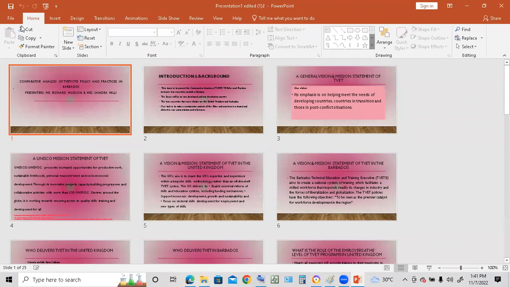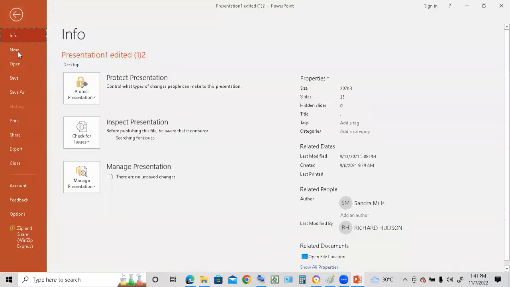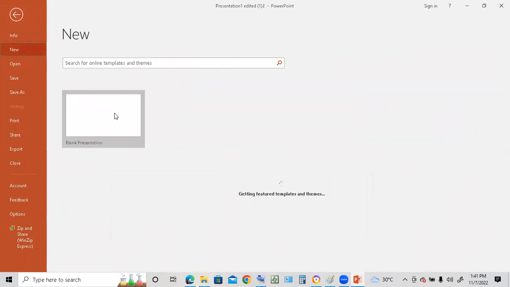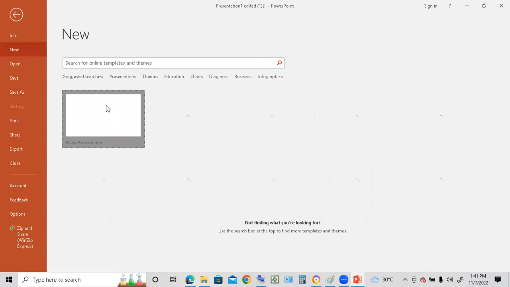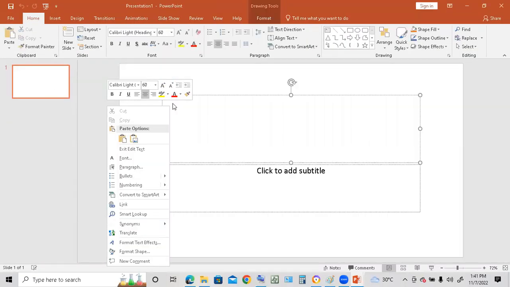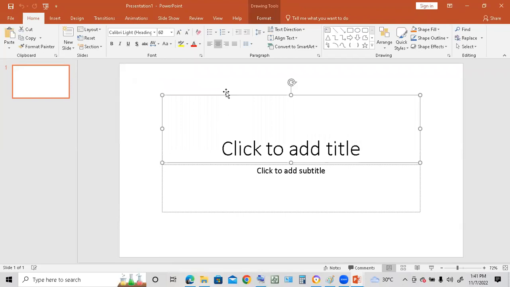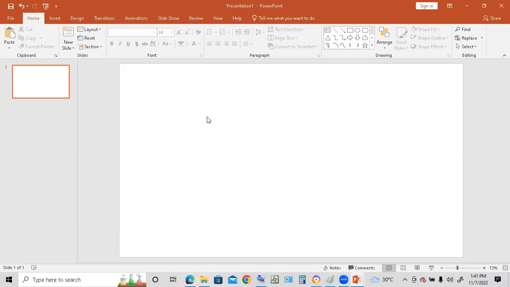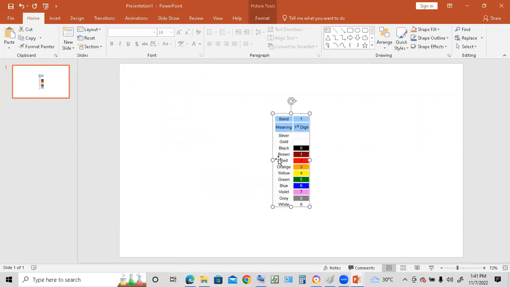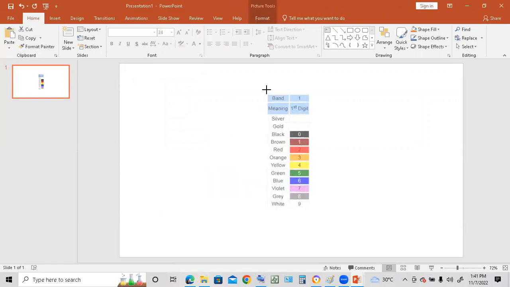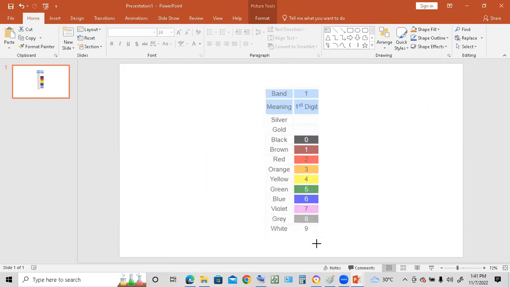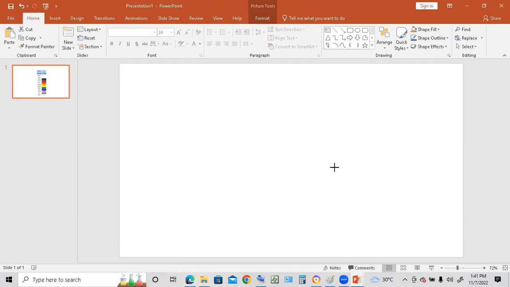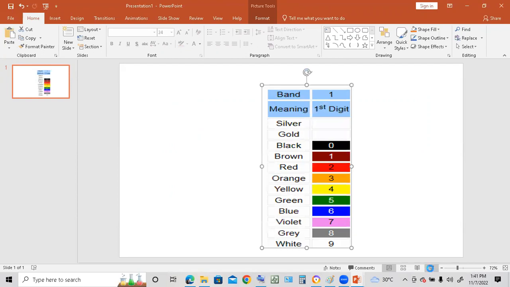All right, so we want to bring up a blank PowerPoint slide. Let me clear off this one and put my color code right here. Switch up my color code so that everybody is straightforward and knows what they're supposed to be doing.